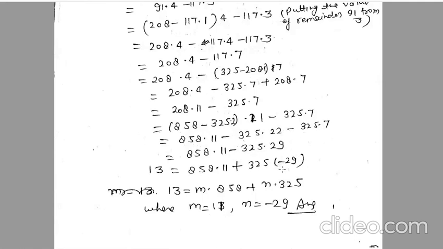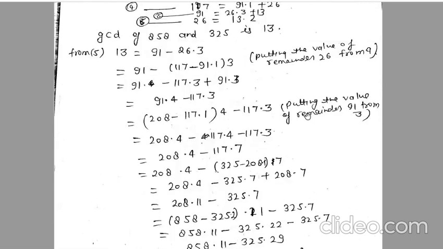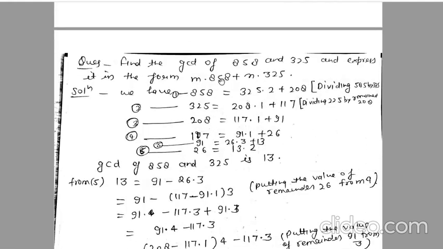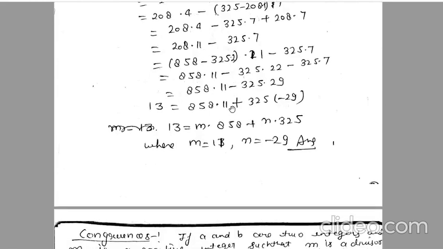Now your last equation is 858 into 11 minus 325 into 29. We need to calculate this equation as 858 into m plus n into 325. So just match both equations, and you can write this as 858 into 11 plus 325 into minus 29. When you compare this with our given equation, you get m is equal to 11 and n is equal to minus 29.